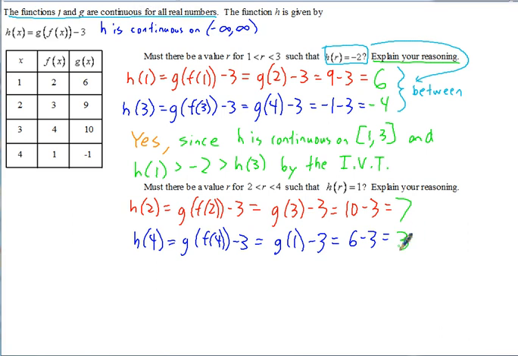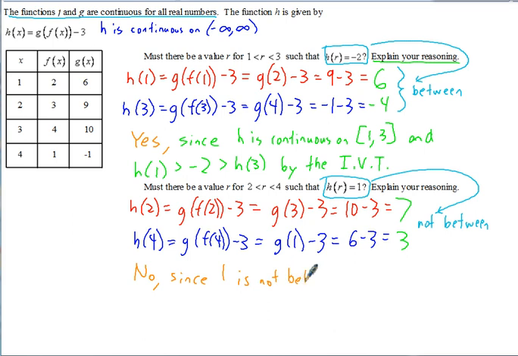So let's see, does h of r have to equal 1 on this interval? Well, is 1 between 7 and 3? No, it is not. So this time it does not have to equal 1, since 1 is not between h of 2 and h of 4.